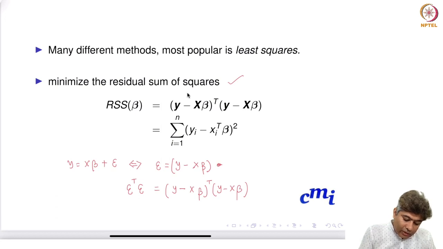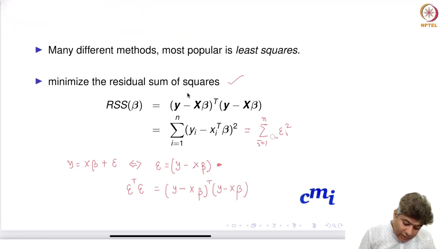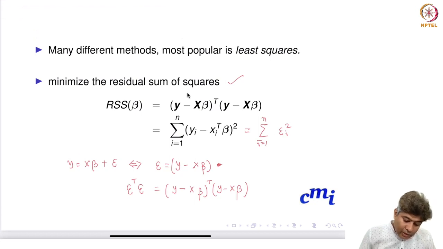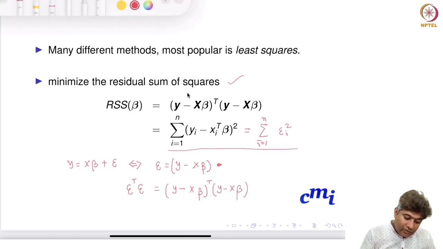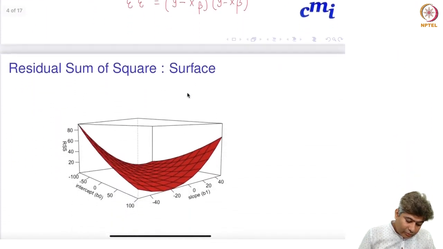Now this is the same as the sum from i equal to 1 to n of yi minus xi transpose beta squared, which is epsilon i squared. So our objective is to minimize the sum of squares of errors.